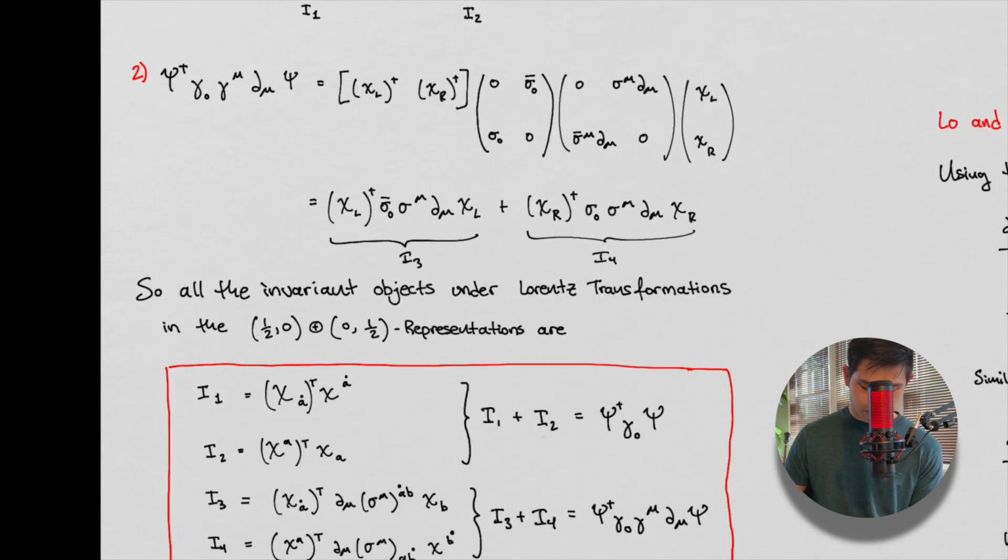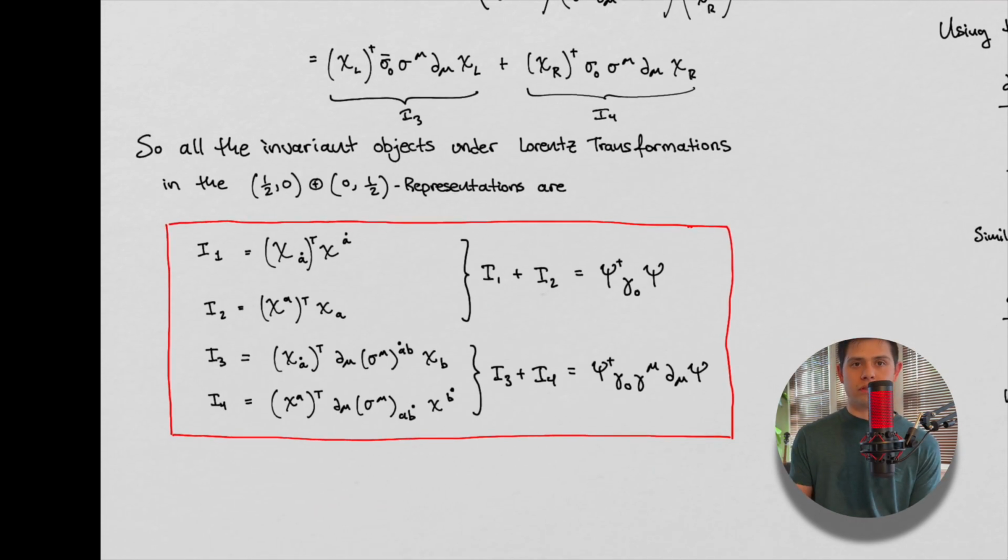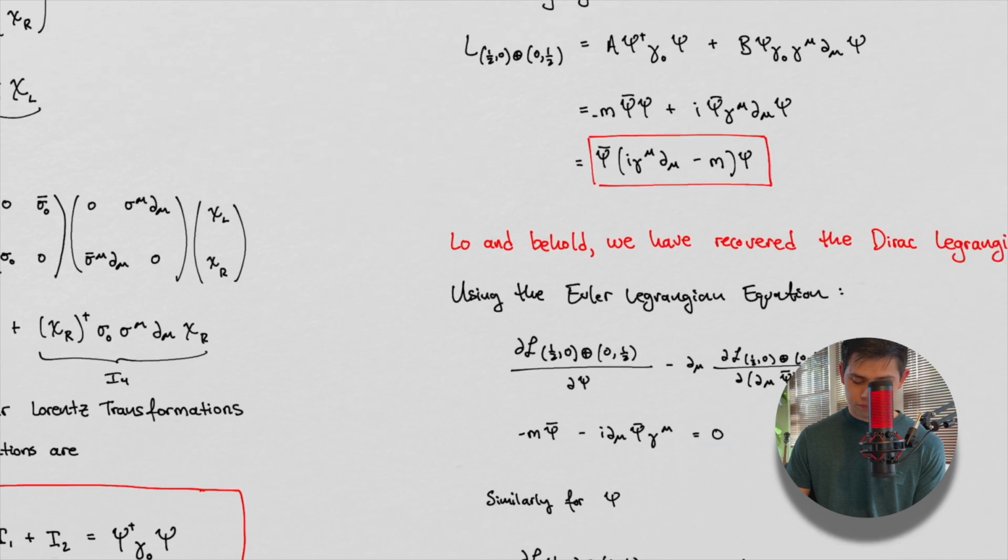Okay. So all the invariant objects under these Lorentz transformations in this representation are these objects right here, and they got packaged into this guy and this guy. This is useful, right? I really like summarizing stuff like this because I think it helps in consolidating all of this information into one place that you can go back to later.